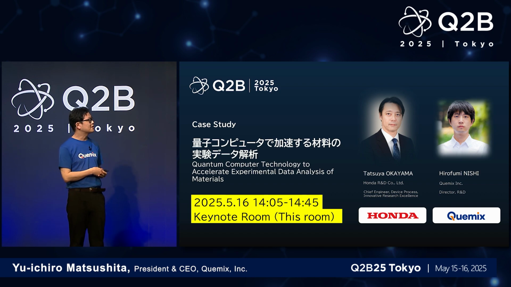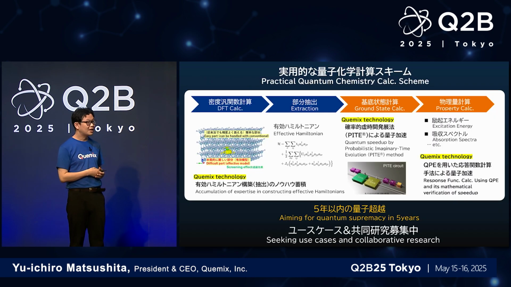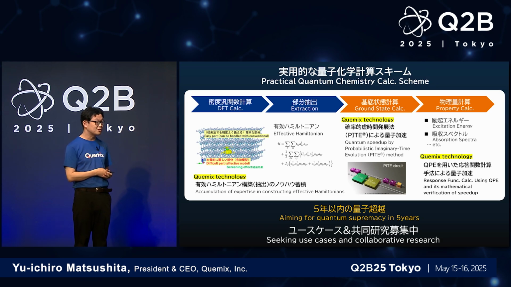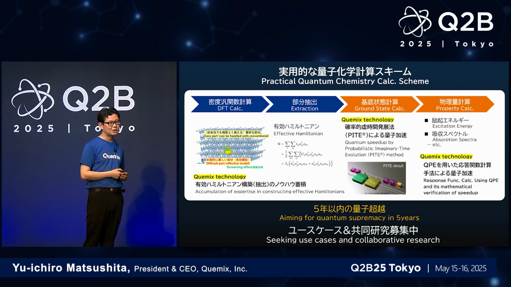And next is the practical quantum chemistry calculation scheme, as I have shown earlier. So we have all the underlying technology here. Using this, we aim for quantum supremacy in 5 years. And we are looking for more use cases and collaborative research. So if you're interested, let's talk.